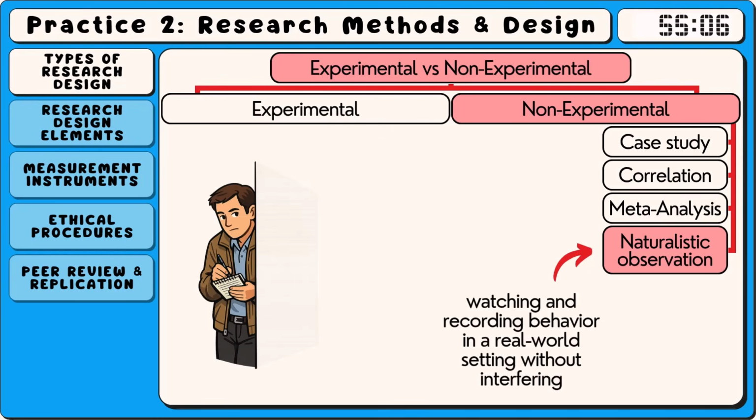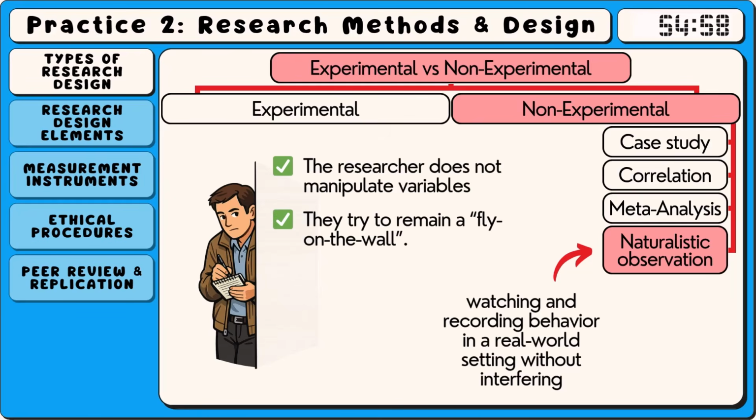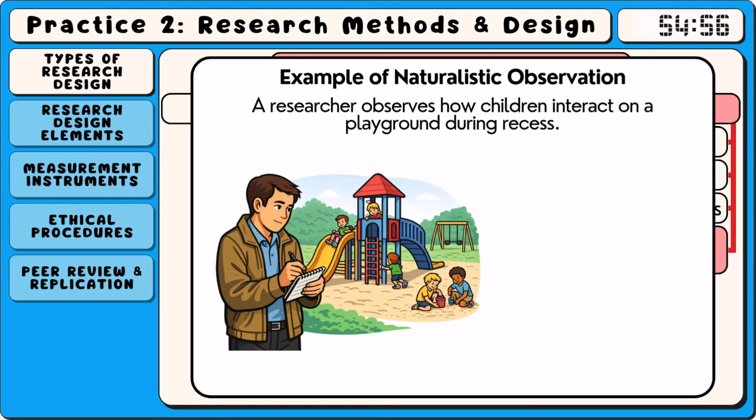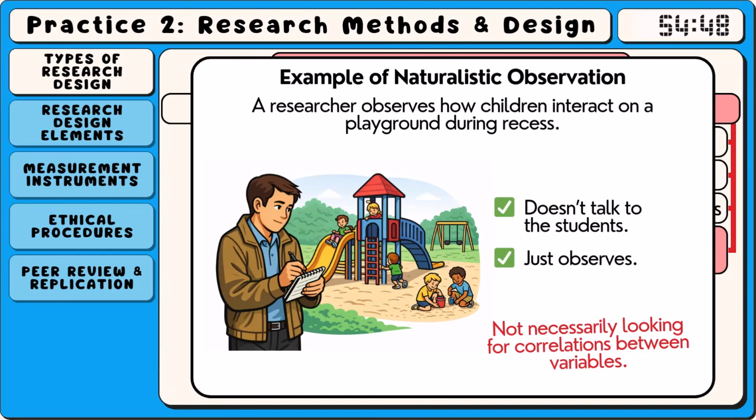Last is naturalistic observation. This involves watching and recording behavior in a real-world setting without interfering. The researcher does not manipulate variables and tries to remain a fly on the wall. For example, a researcher might observe how children interact on a playground during recess without even talking to the students. They just watch. But, unlike a correlational analysis, they're not necessarily looking to measure two specific variables. They might just be trying to identify trends in behaviors or rich insights into the culture or group they're observing.